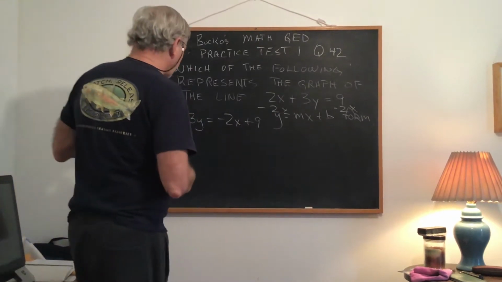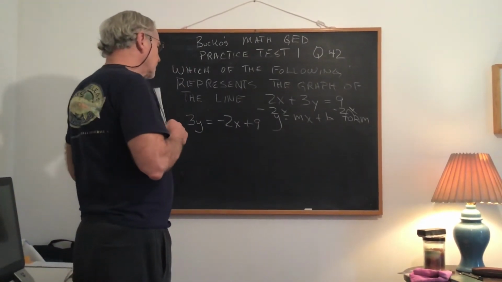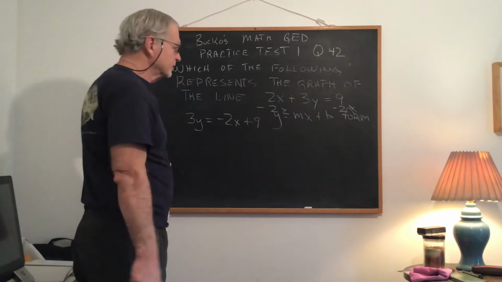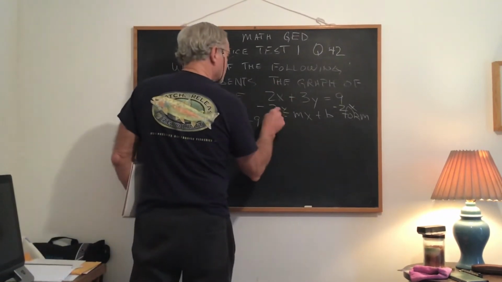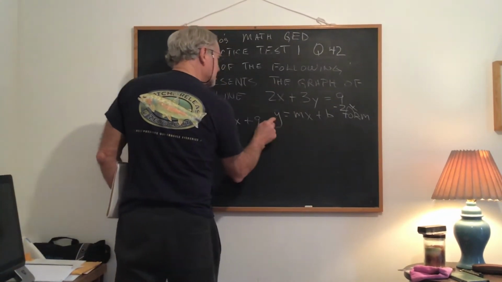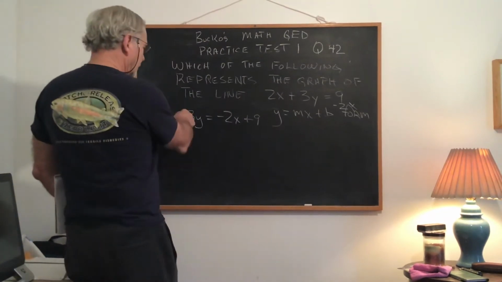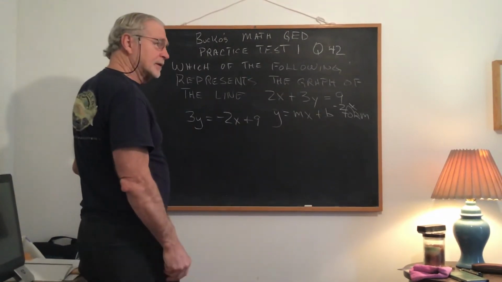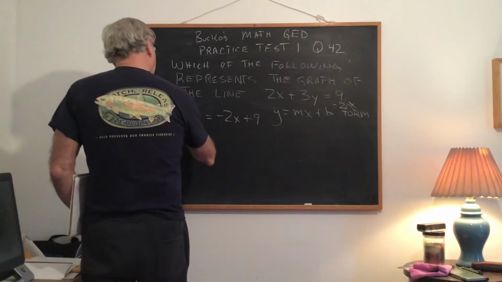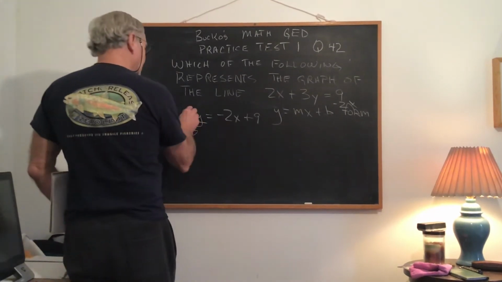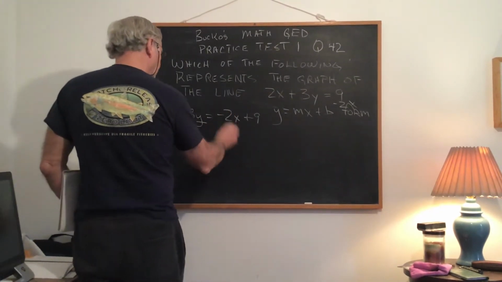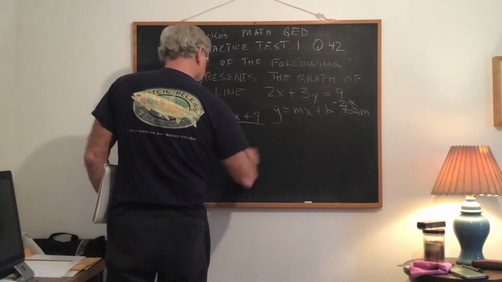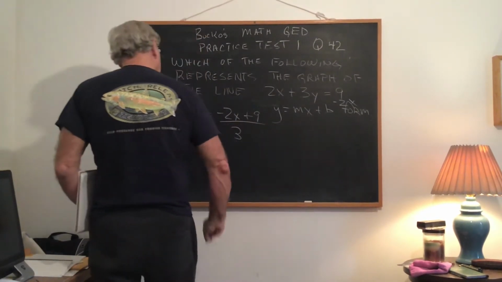Now you've got 3y equals negative 2x plus 9, but that's not good enough. We want slope-intercept form, which is y by itself. So how do I get rid of the 3 on that side? Divide by 3. If I do that here, I got to do it over here. So these cancel, and we get y by its lonesome, which is what we want.